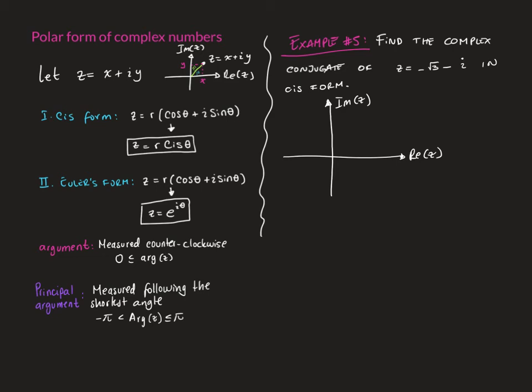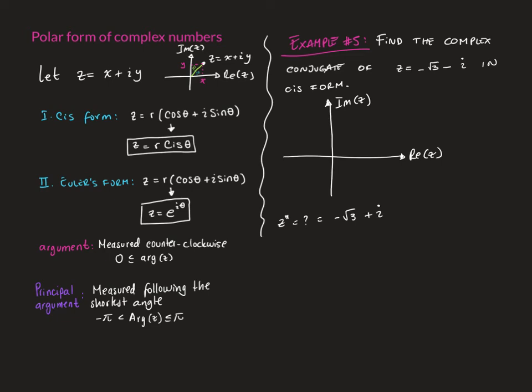Let's do an example. Find the complex conjugate of z equals minus root 3 minus i in cis form. So we want to find z star. What we want to do is, first of all, identify what will be the complex conjugate of that number. The complex conjugate is going to be minus root 3 plus i.